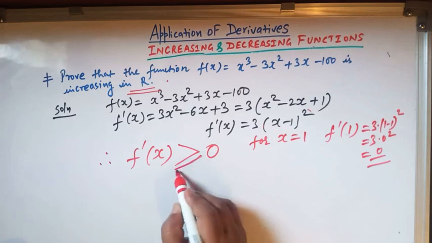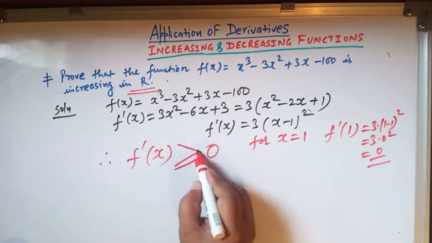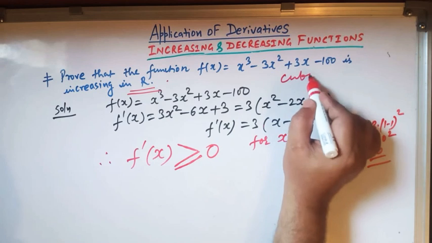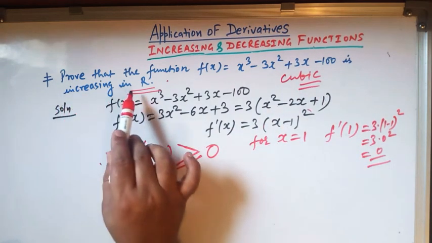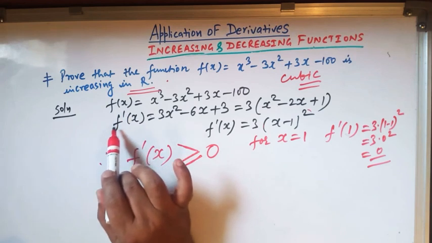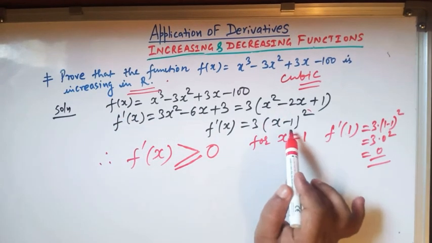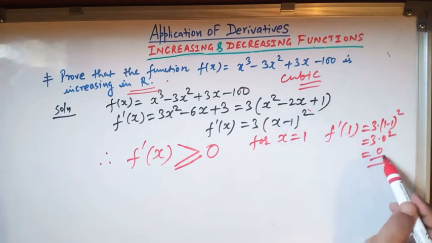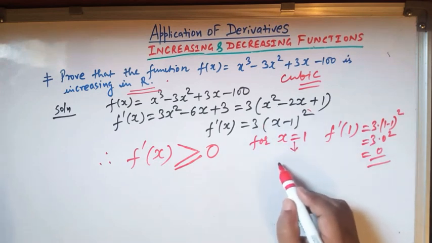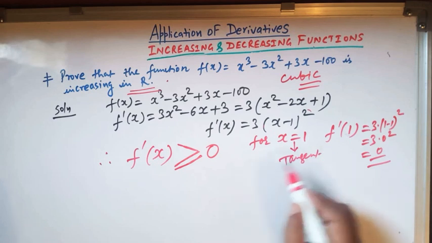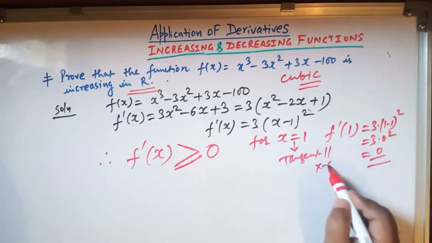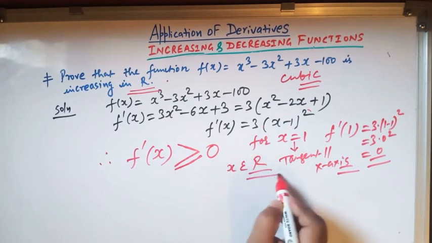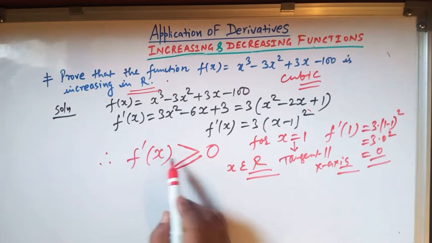This is a very conceptual problem here. See, we have a function here, this is a cubic function, and we have to prove that this function is increasing in the set of real numbers. So we have obtained the derivative as 3 times x minus 1 whole square. Now for x equal to 1, the derivative vanishes, it is 0. It means at x equal to 1, the slope of the tangent is 0, or the tangent is parallel to x-axis. Clear? And for other values of x which belong to the set of real numbers, f prime of x is greater than 0.